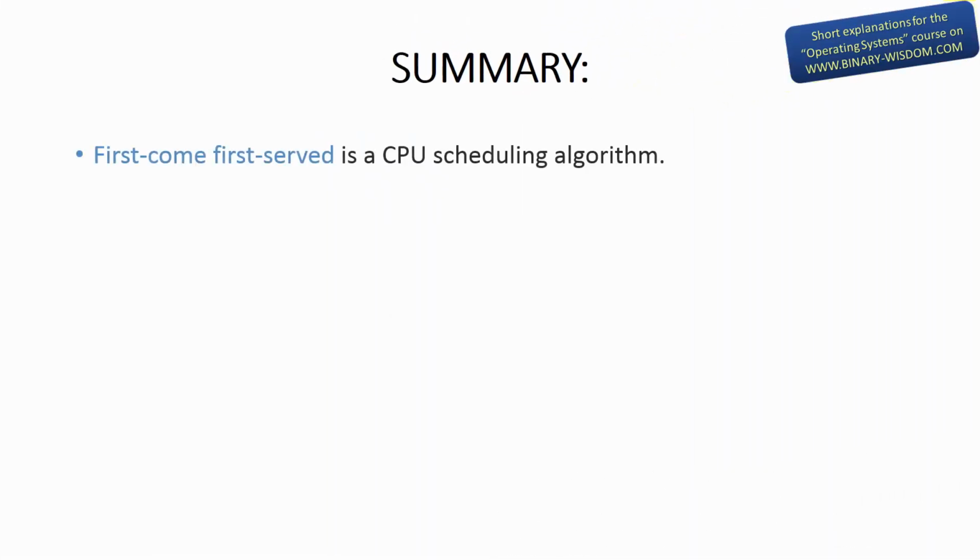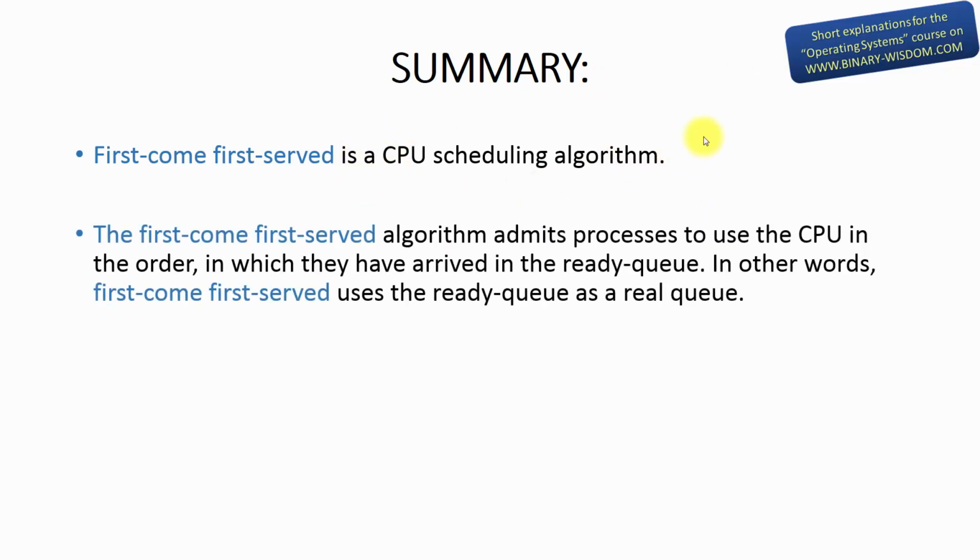Let's summarize what we have discussed. The first-come, first-served approach is a CPU scheduling algorithm. The first-come, first-served approach admits processes to use the CPU in the order in which they have arrived in the ready queue. In other words, first come first served uses the ready queue as a real queue.